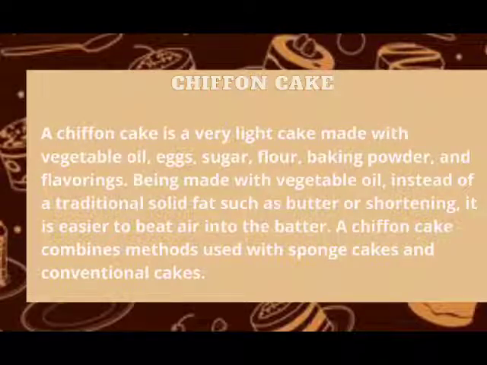Chiffon cake. A chiffon cake is a very light cake made with vegetable oil, eggs, sugar, flour, baking powder, and flavorings. Being made with vegetable oil instead of a traditional solid fat such as butter or shortening, it is easier to beat air into the batter. A chiffon cake combines methods used with sponge cake and conventional cake.